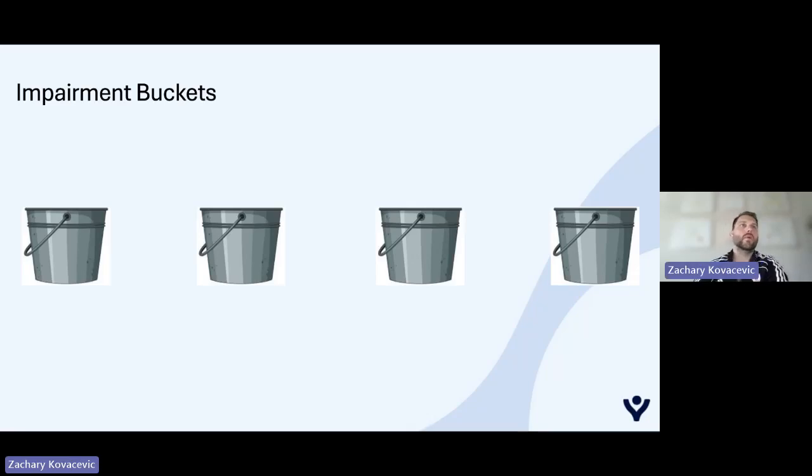So when I think about my interventions for people with any type of pain, whether that's peripheral pain in the shoulder, in the hip, in the knee, in the spine, of course, which is what we're talking about today, I think of impairment buckets as one way to think about it, right?